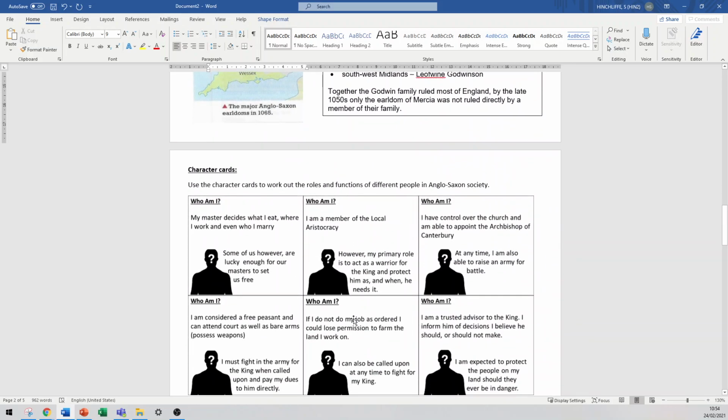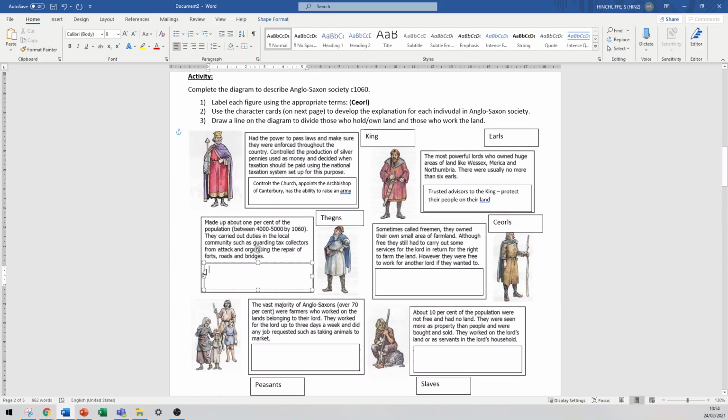The Thanes, as we said earlier, they're local. So here you go. Look, they're local aristocracy. And this word basically means nobles. So they're local nobles. Their primary role is to act as a warrior for the king and protect him when he needs them. So they fight for the king. So part of the local nobility or aristocracy, you can use either one of those words. You've then got primary role is as a warrior and defender of the king.